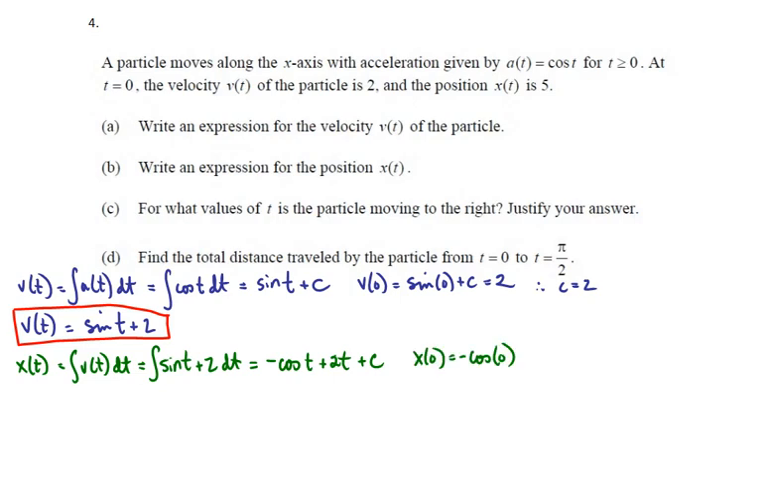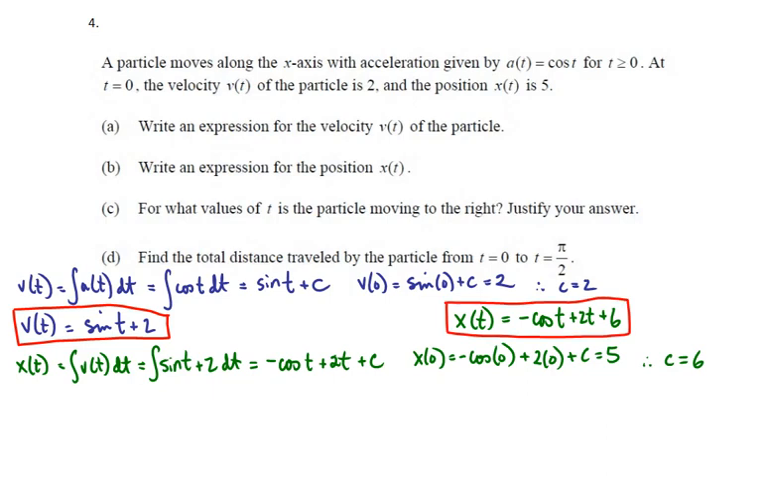So we have x of 0 is equal to negative cosine of 0 plus 2t, or 2 times 0, plus c is equal to 5. The cosine of 0 is 1, so we get negative 1 plus c is equal to 5, or c is equal to 6. And so we get that x of t is equal to negative cosine of t plus 2t plus 6, and that's the answer for part B.